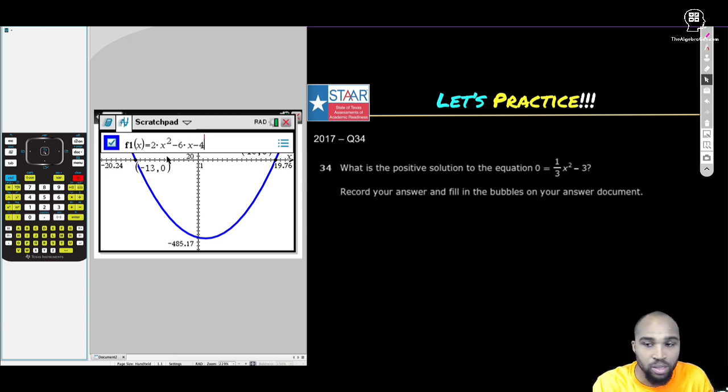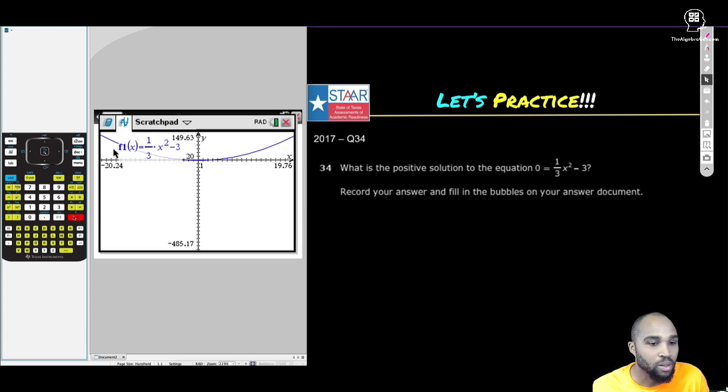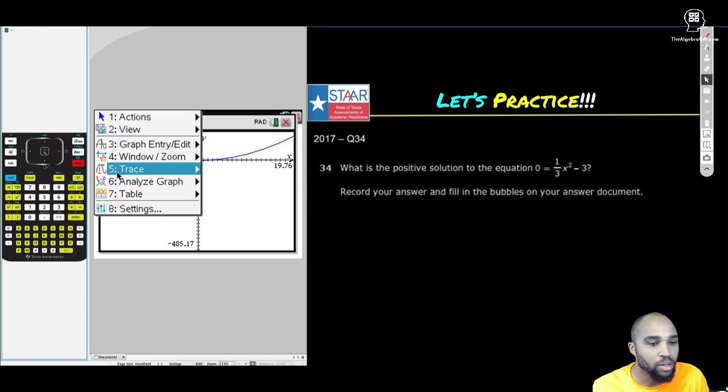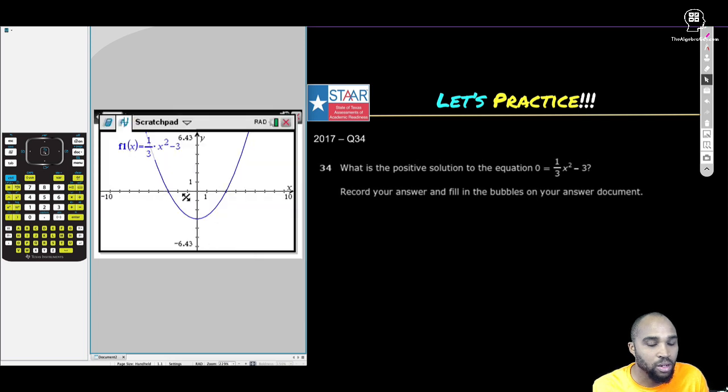So let's erase this. Let's say, what if we put 1/3 x squared minus 3? And there's our new graph. So look how it looks. I'm going to go back to standard zoom. So let's go zoom. Let's go by standard just to where it normally looks. And there it is. I can see it a lot better.